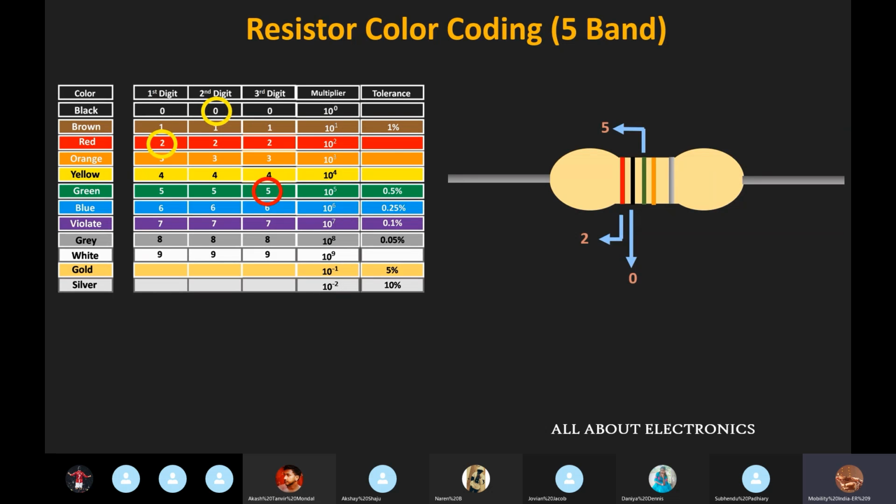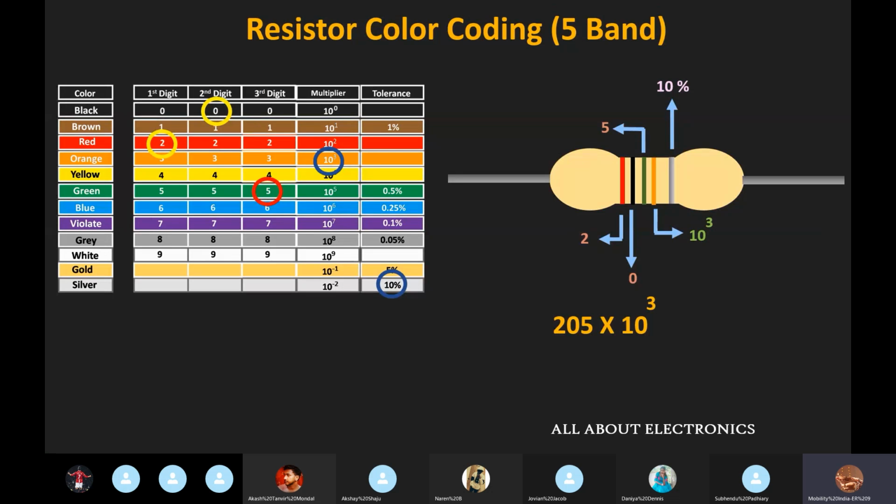So here the fourth color band is of orange color, and it defines the multiplying factor of 10 to the power 3. Now the last band or the fifth band defines the tolerance value for this resistor, and it is of silver color, so it represents the tolerance value of 10%. So if we combine all these different values, then the total value of this resistor will be equal to 205 into 10 to the power 3.